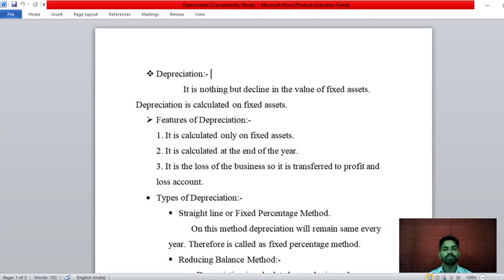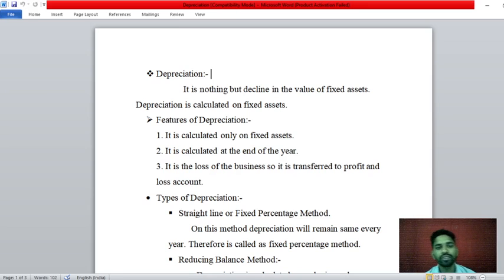So now see what depreciation is. It is nothing but the decline in the value of fixed assets. Depreciation is calculated on fixed assets. It means to reduce the value of the fixed assets at the end of every year. After using them for 1 year, we have to reduce the value of the fixed assets.